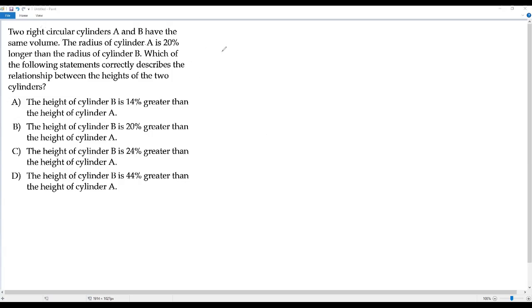Okay, let me write A and here B, and let me assume VA as the volume of cylinder A and VB as the volume of cylinder B, and let me assume R as the radius of cylinder B. Then what is the radius of cylinder A? Because the radius of cylinder A is 20% longer than the radius of cylinder B. If the radius of cylinder B is just R, then the radius of cylinder A is 20% longer than this, so it can be written as 1.2 times R.